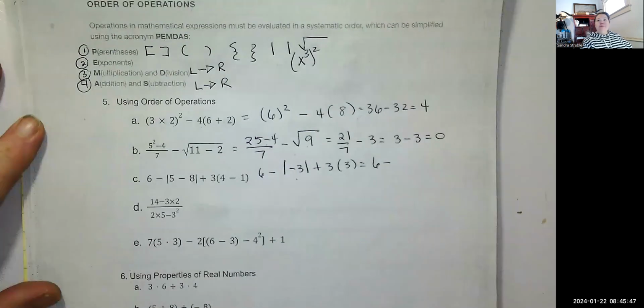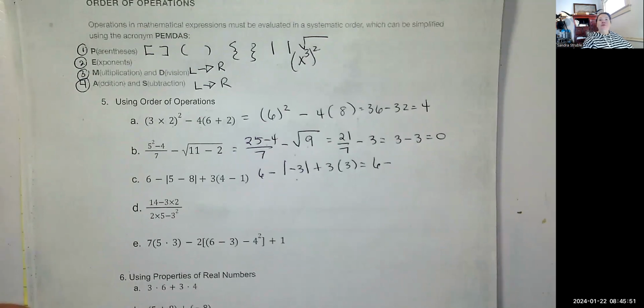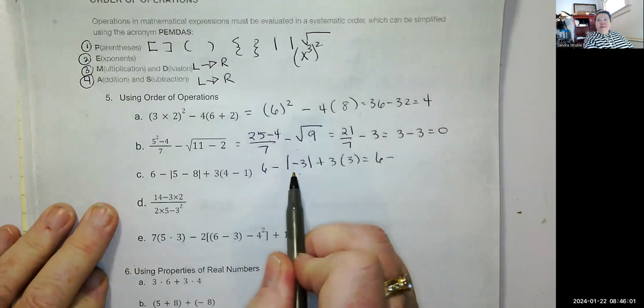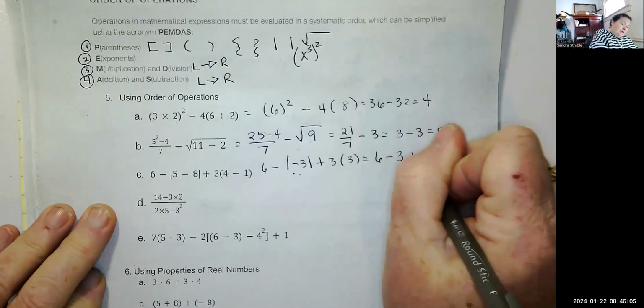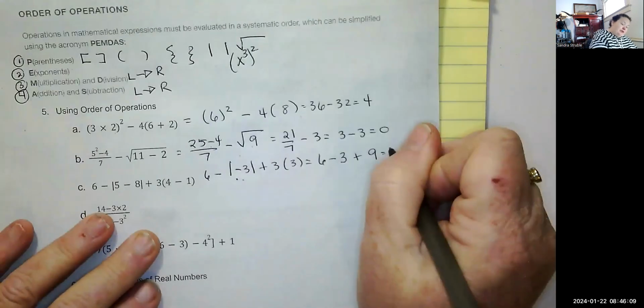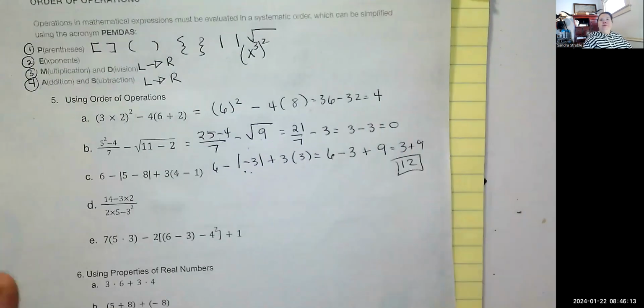If you've never seen absolute value, you've all seen it, you might have just forgotten. It's just the distance between 0 and that number. So it always, always, always has to be positive. So between 0 and negative 3 is 3. So 6 minus 3 plus 3 times 3, which is 9. 6 minus 3 is 3, plus 9 is 12. Okay.